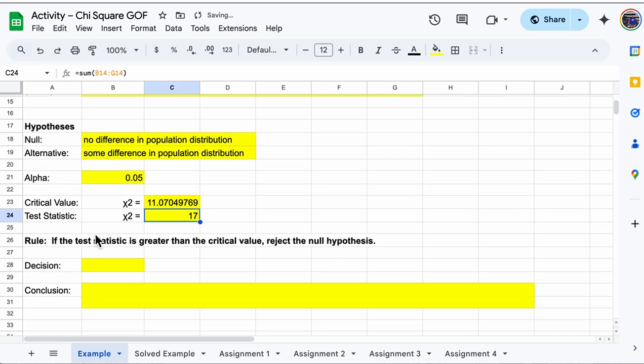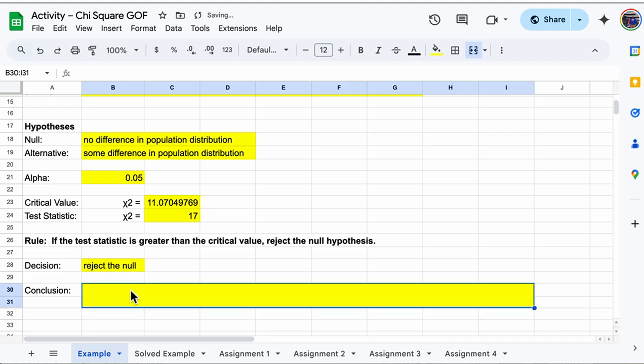All right. The rule is if the test statistic, and that's this number here, is greater than the critical value, then we reject the null hypothesis. So we're going to reject the null hypothesis. I'll just write reject the null. And then we draw our conclusion.